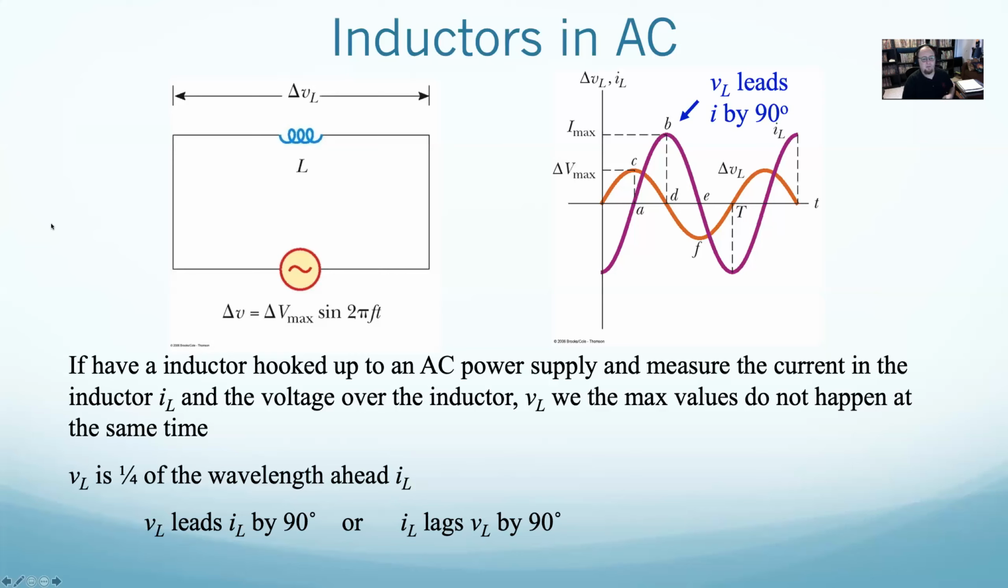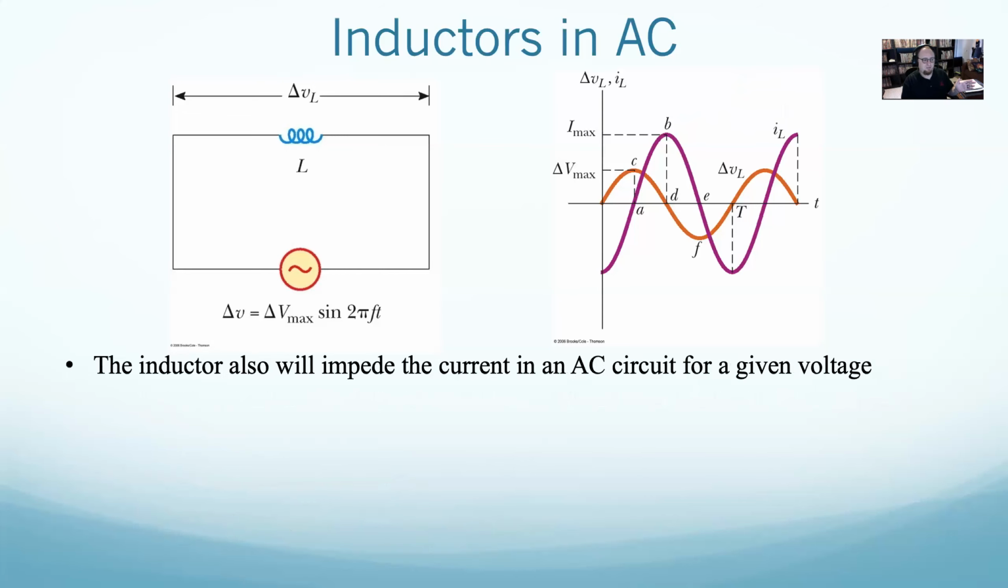Now, in DC, the inductor makes no change in the V equals IR equation. We had talked about that. It makes no change in voltage versus current. However, in AC, an inductor will impede the current. And what we'll have is that an inductor will act kind of as if it's a resistor on top of the other things it's doing.